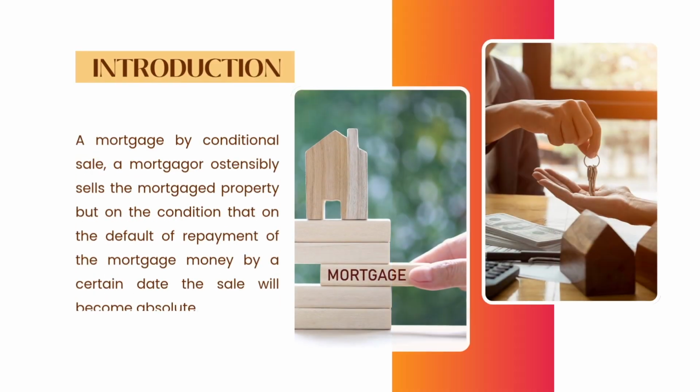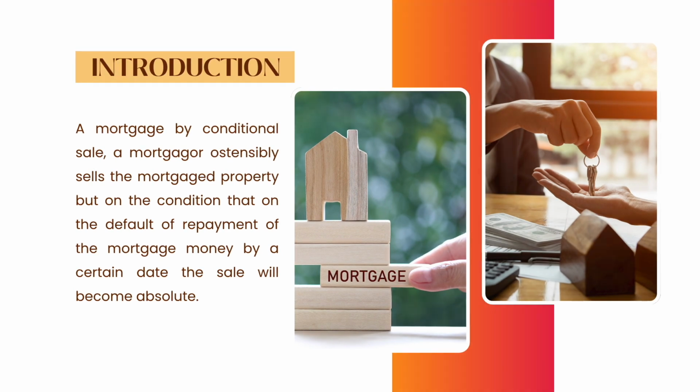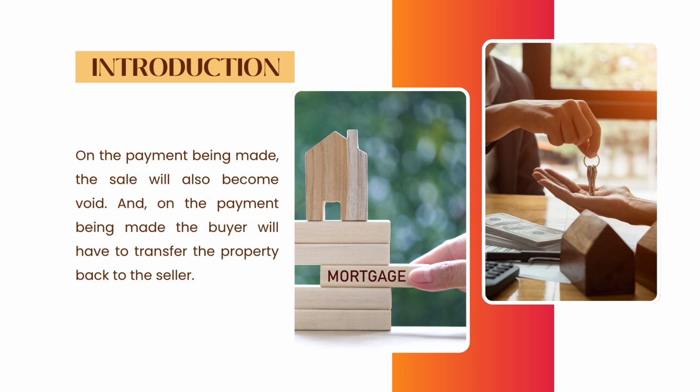A mortgage by conditional sale. In a mortgage by conditional sale, a mortgagor ostensibly sells the mortgage property, but on the condition that on the default of repayment of the mortgage money by a certain date, the sale will become absolute. On the payment being made, the sale will also become void, and the buyer will have to transfer the property back to the seller.